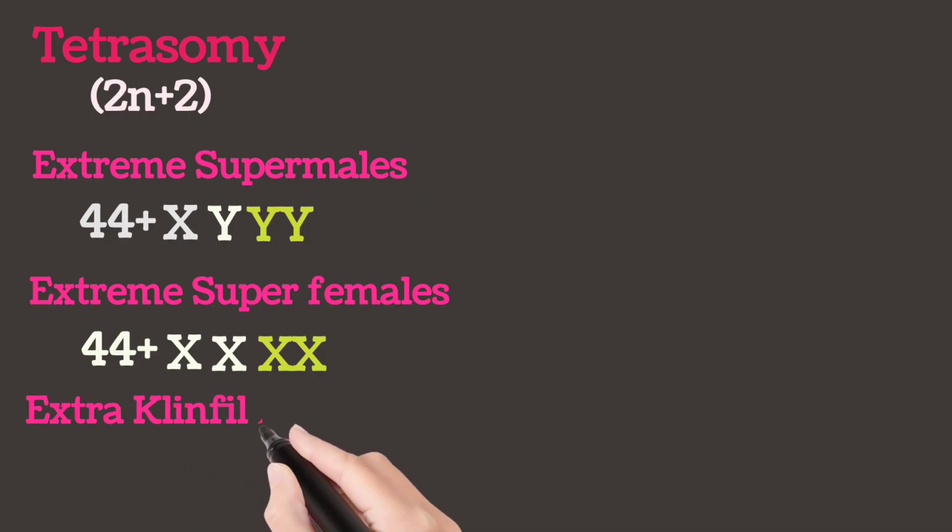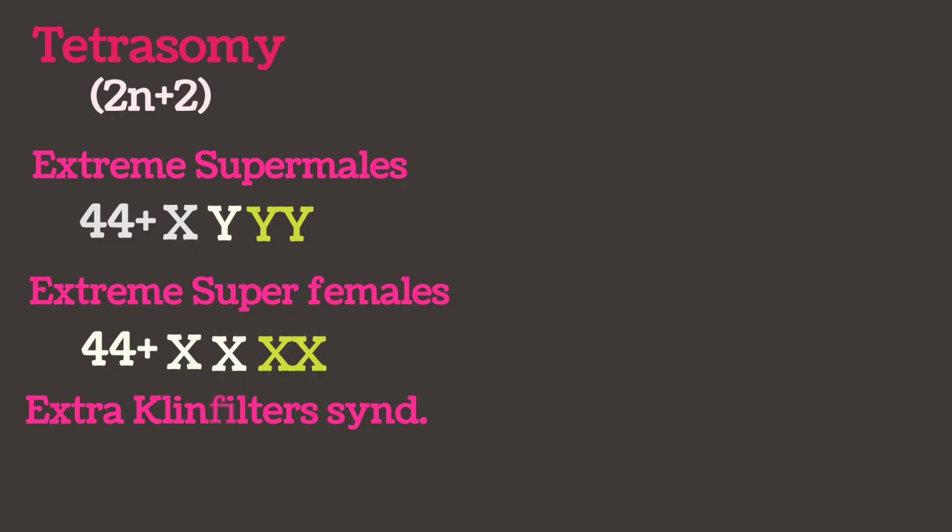Now at last we have the condition extra Klinefelter syndrome, where the male gets 2 extra X chromosomes, leading to the condition 44 plus XXXY. Like this, this concludes our aneuploidy concept. Dear friends, it was all about aneuploidy.